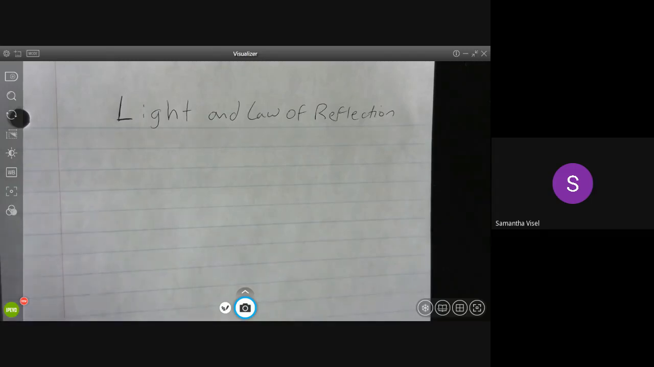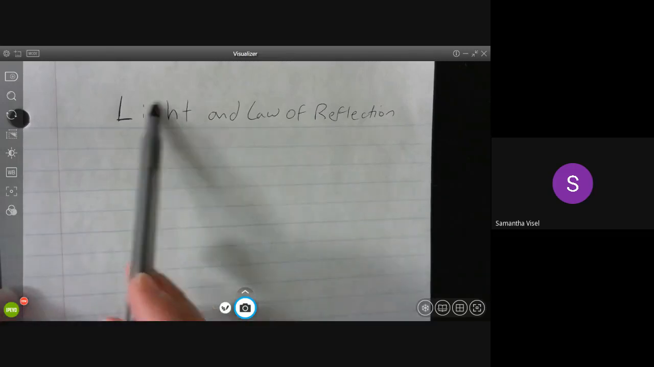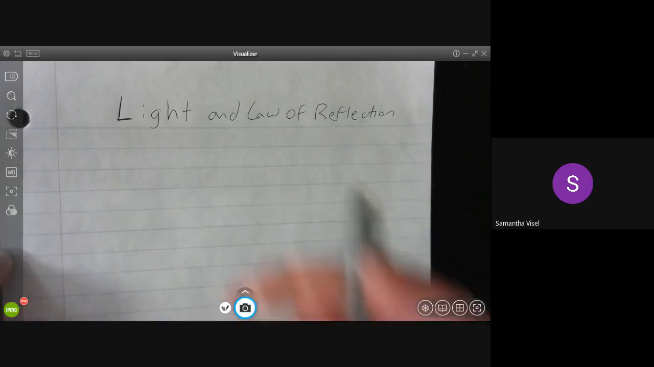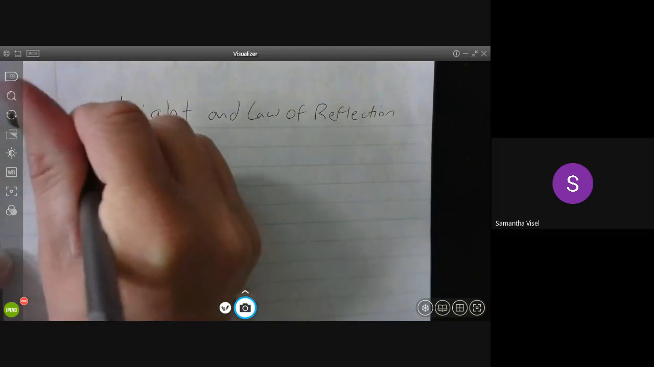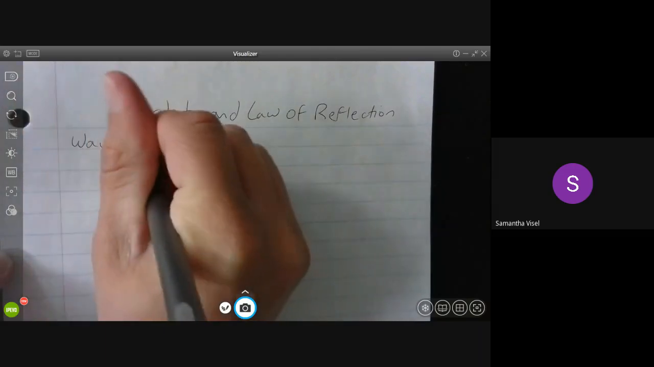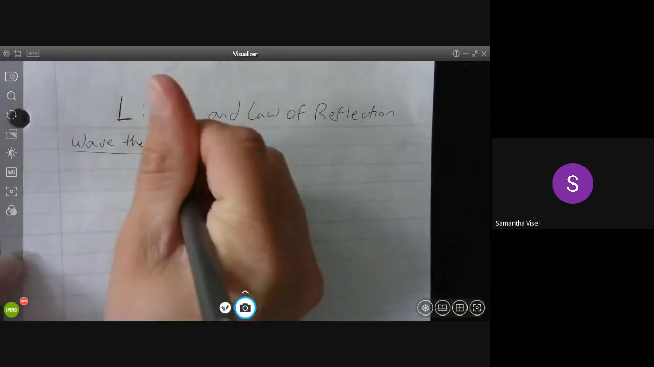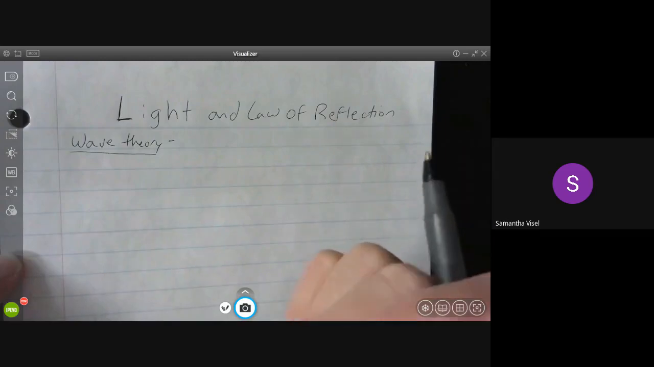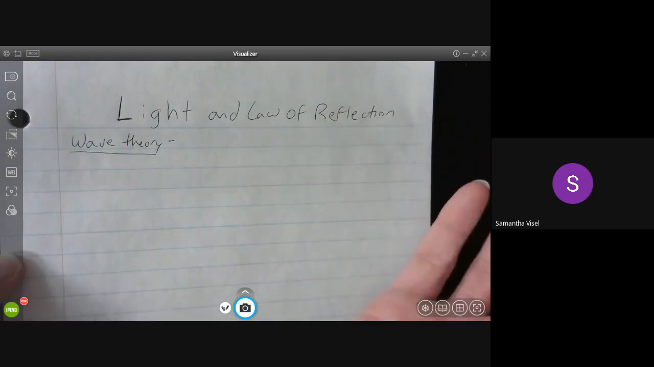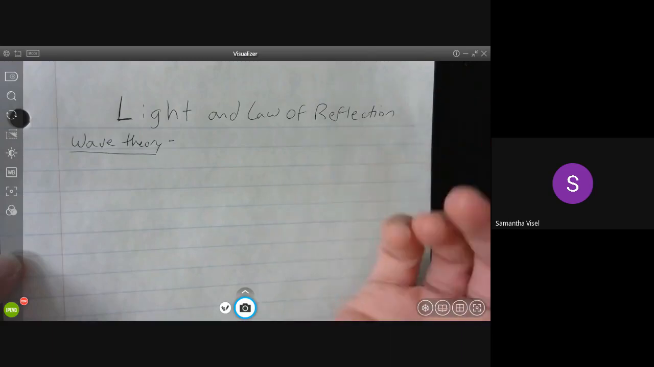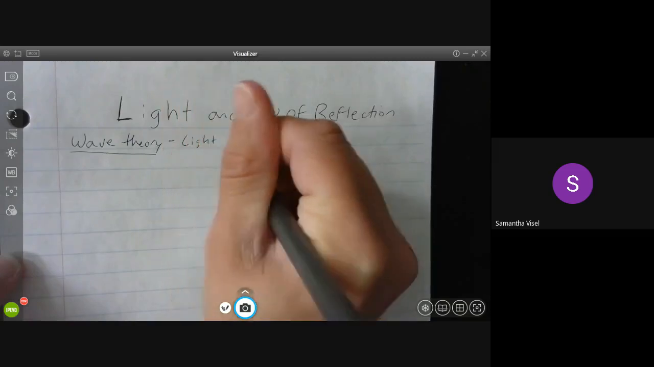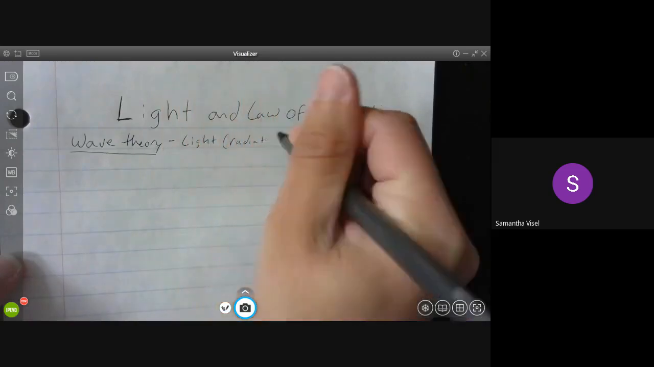So our Wednesday work, we kind of dove in a little bit about some of the theories on what light or all forms of radiation are. Up to this point in time, we've talked about the wave theory of light. So the wave theory of light, as well as any form of radiation, we're focusing on light, but this is really for all forms of radiation on the electromagnetic spectrum, says that light, or again, just really any form of radiation.